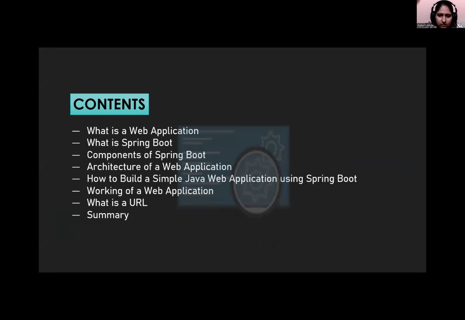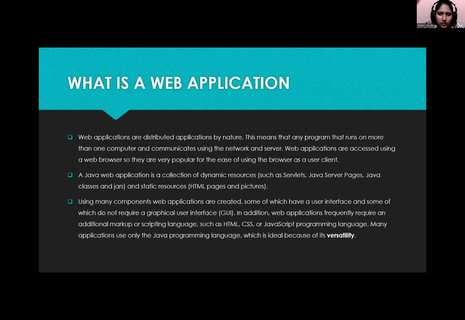First, we'll see what is a web application. Next, we'll see what is Spring Boot. We'll also see the components of Spring Boot, and after that, the architecture of a web application. We'll see how to build a simple Java web application using Spring Boot. Also, we'll see the working of a web application, and in the end, we'll see what is a URL and then the summary.